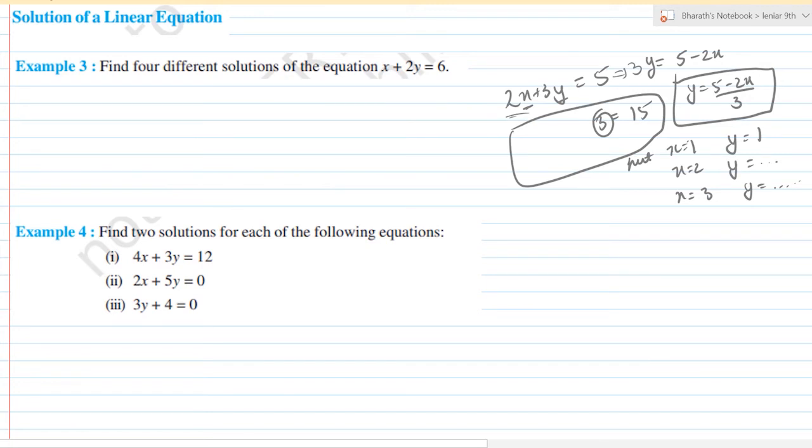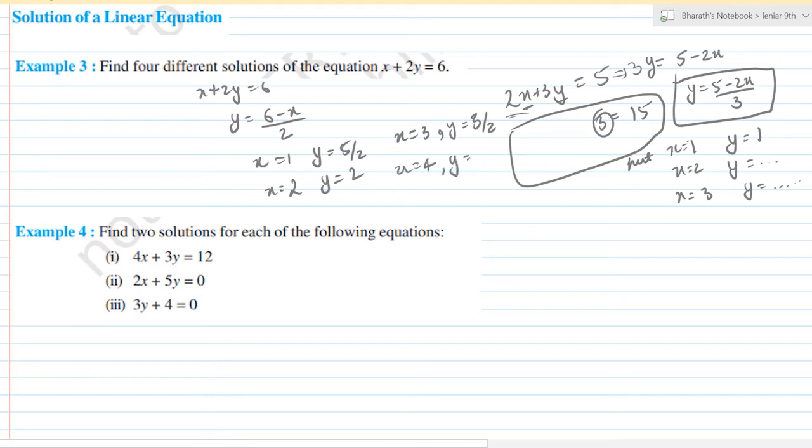Now we will go back to the question. Here it's x plus 2y is equal to 6. Now keep y on the LHS and send all the rest to the RHS. When x is equal to 1, y is equal to 5 by 2. When x is equal to 2, y is equal to 4 by 2, which is 2. When x is equal to 3, y is equal to 3 by 2. In the same way, when x is equal to 4, y is equal to 1. So we found 4 different solutions.